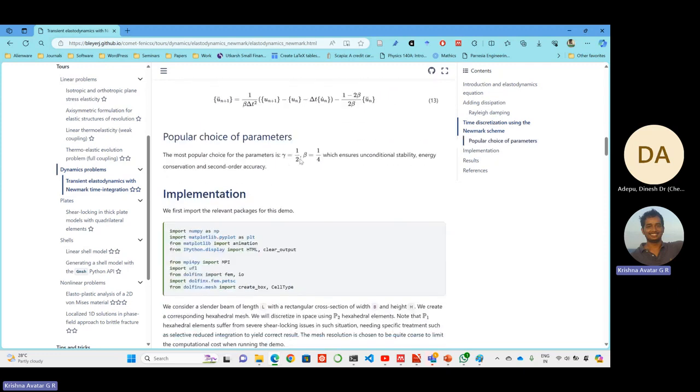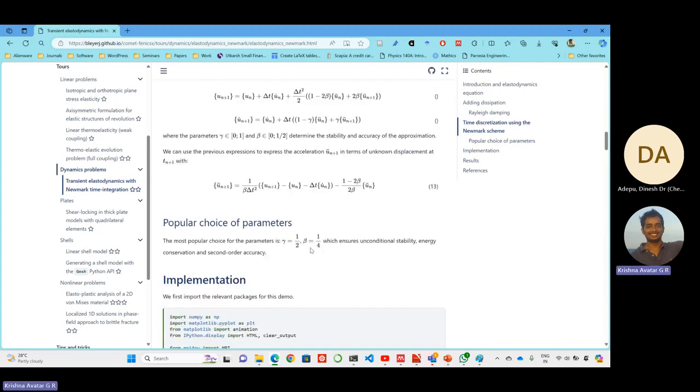The most popular choice is gamma equal to half, beta equal to 1/4. You will find this in almost any paper. These are the most used values for gamma and beta, which ensure unconditional stability, energy conservation and second order accuracy. Now remember that energy conservation is not really possible.